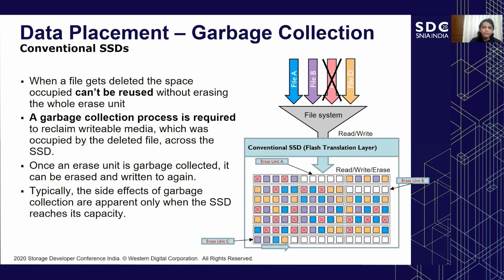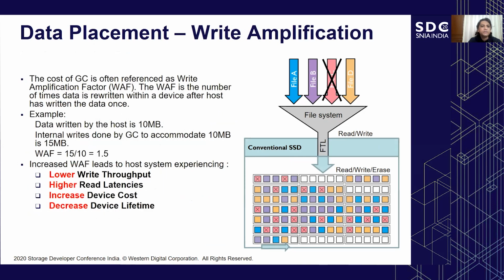So the side effects of garbage collection are apparent only when the SSD reaches its capacity. And when these kinds of activities are happening, like I explained earlier, the latencies shoot up. So yeah, I explained this one. The cost of GC is the write amplification factor, the number of times data is rewritten within a device after the host has written the data once.